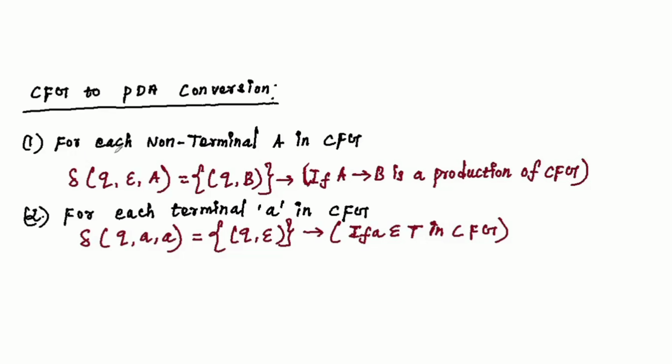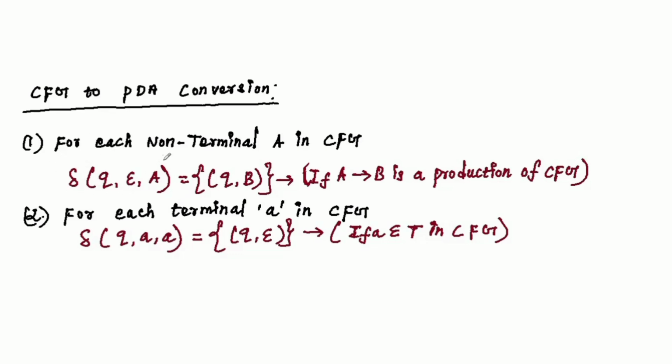In rule 1, for each non-terminal capital A in the CFG, δ(q, ε, A) = (q, B), if A → B is a production of the context-free grammar. In this line, δ(q, ε, A) is the transition function of the push-down automata.